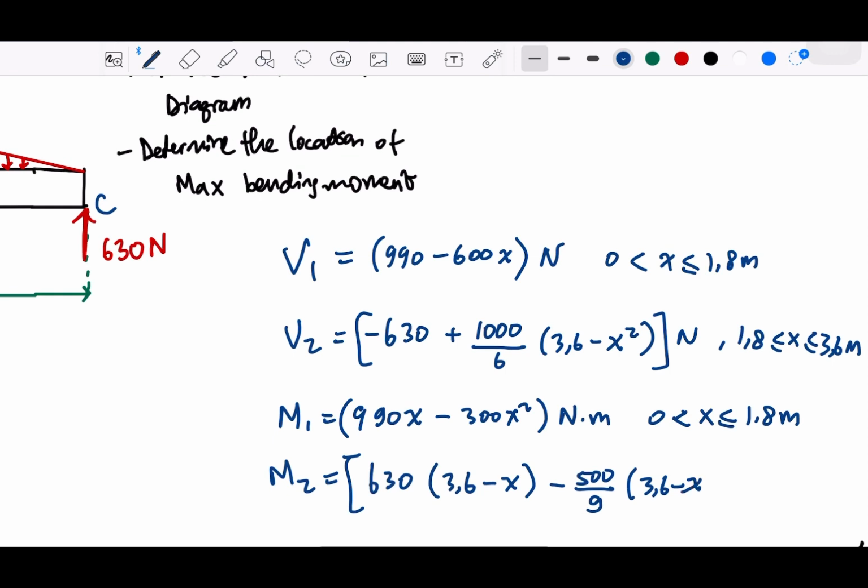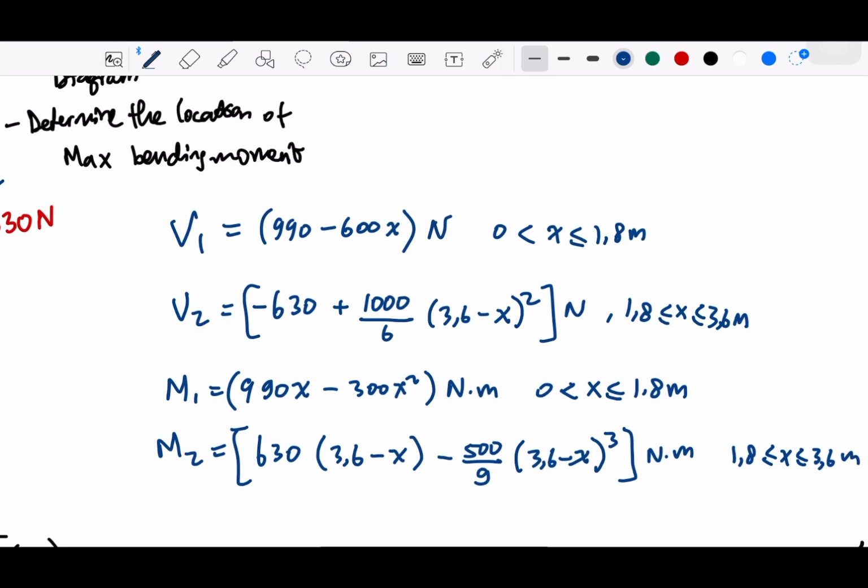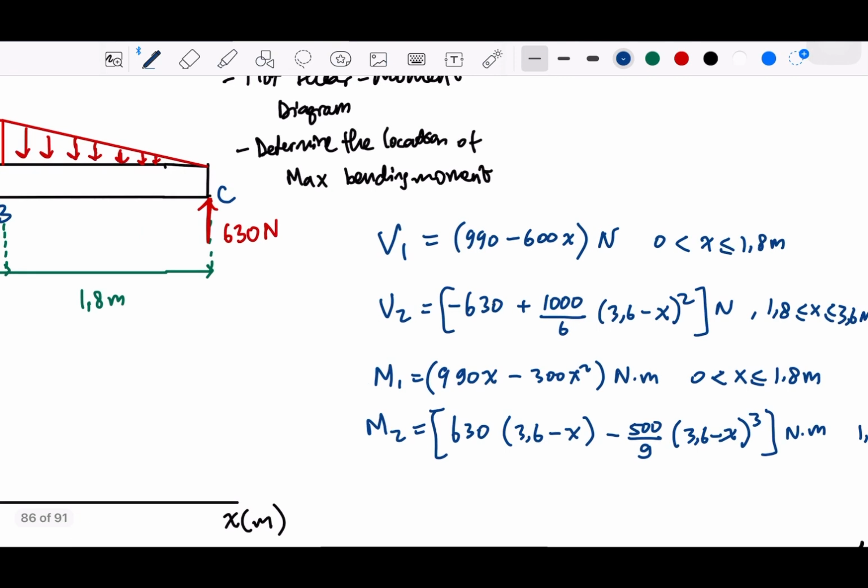And now it's going to be Q, or it's wrong here. It's supposed to be that way. So this will be Newton meter.